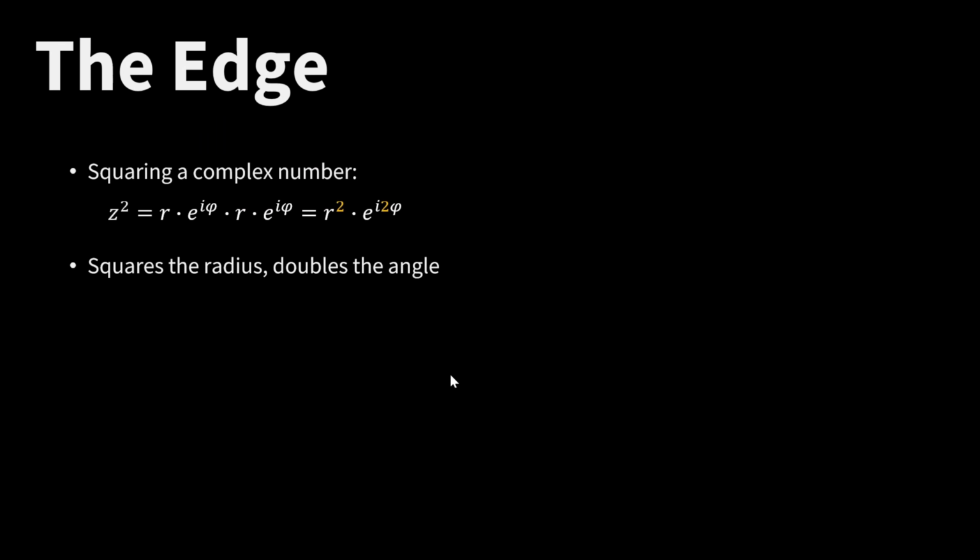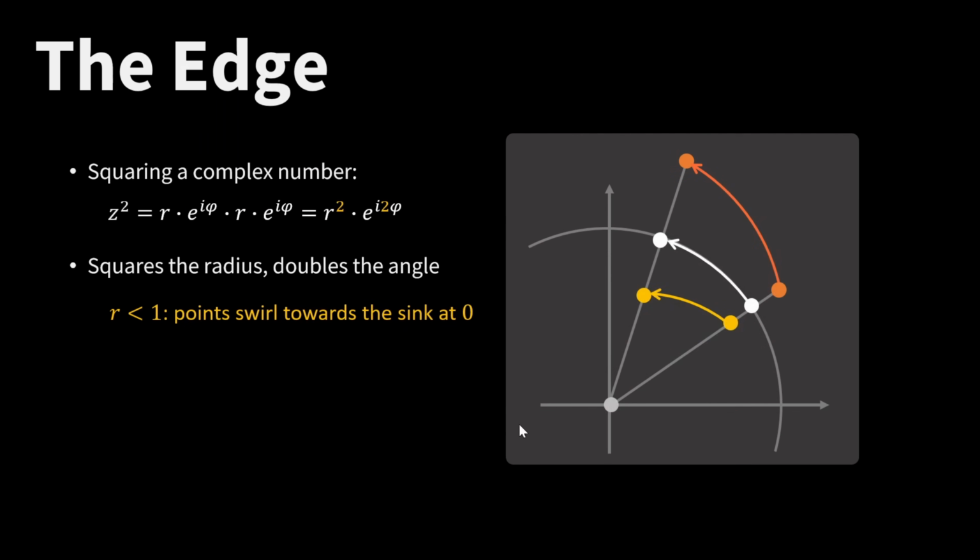Now we can answer our original question, where is the edge in the complex plane? If we start with a number whose r is smaller than 1, then the point swirls about the origin and eventually ends up there.